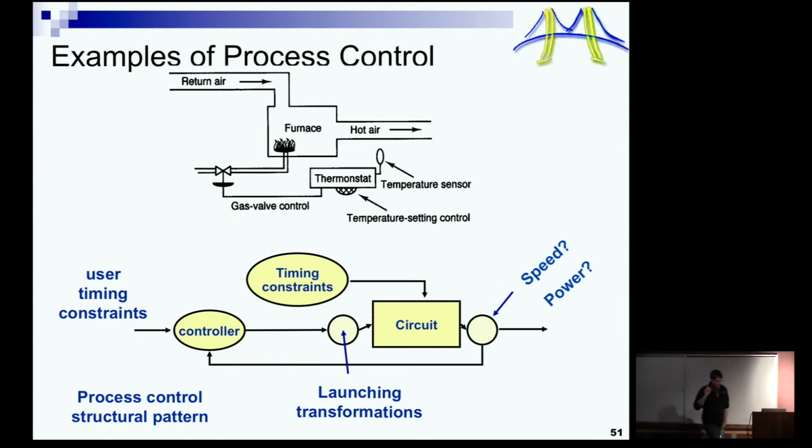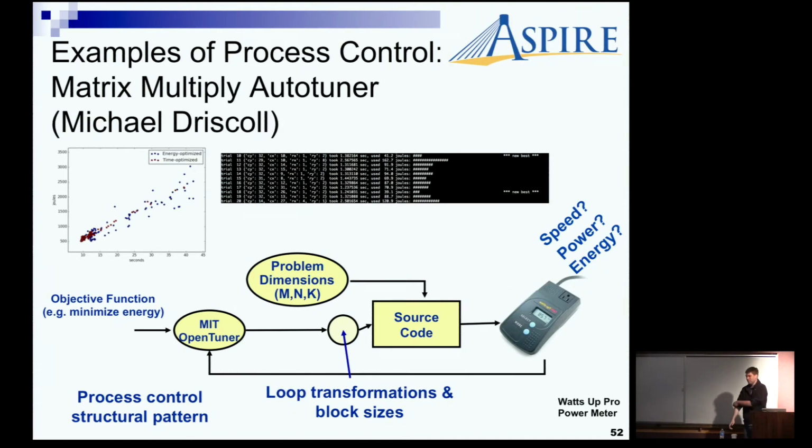So that's one example. And then this is another one, more relevant to this class, I think, which is an auto-tuner. This is a specific example from our lab, Aspire Lab, where a student is trying to optimize matrix multiply for energy. He has a source code generator for matrix multiply. It takes in your problem dimensions. Depending on your dimensions, you're going to get much different behavior. He's able to manipulate that source code using block sizes and maybe in the future loop transformations.